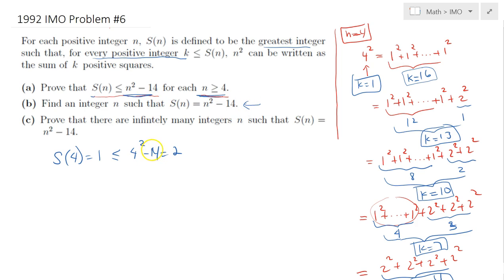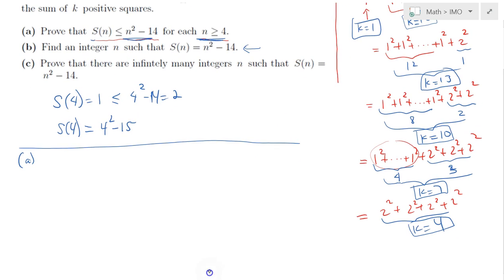We will be looking for conditions when that will be exactly equal to. In our case, S of 4, because it's equal to 1, is simply equal to 4 squared minus 15, not 14. So that's crucial. In a similar way, we can calculate S of 5 and the others, but we will do it in the second part. Now that we have a main idea what's going on, let's attempt the first part. So part A. We need to prove that S of n must be less than or equal to n squared minus 14.